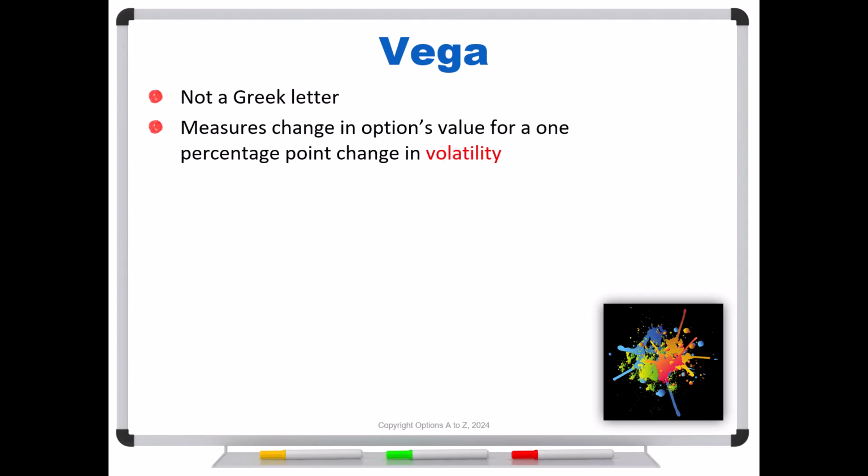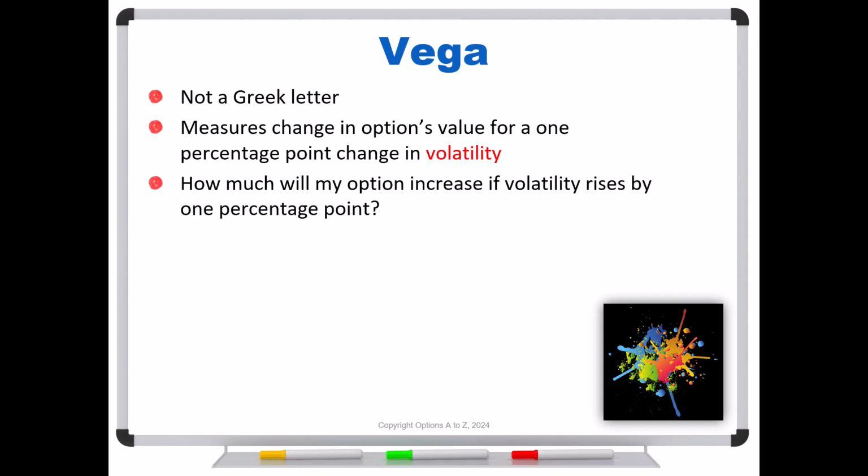So I think most of you know that long options like volatility. If volatility rises, all long options will increase in value, calls and puts. Again, that's if you purchase them. So Vega is simply answering the question, how much will my option increase if volatility rises by 1 percentage point? That's really what you'd like to know. So the thing to understand about Vega is that long options are positive Vega. If you buy an option, whether a call or a put, you'd love to see volatility just crank up.